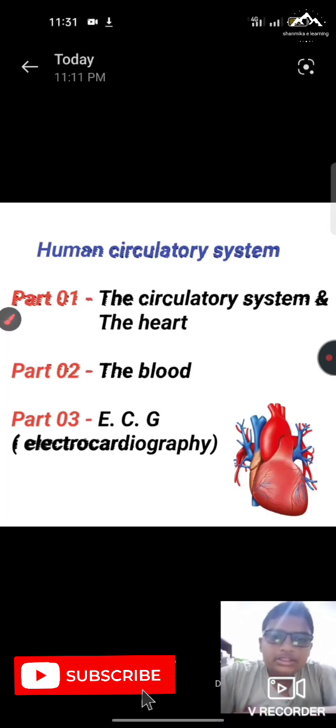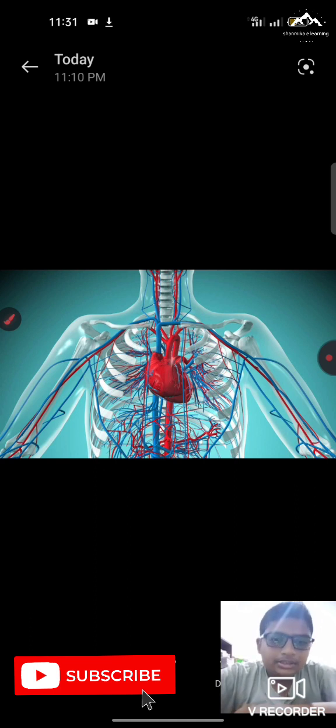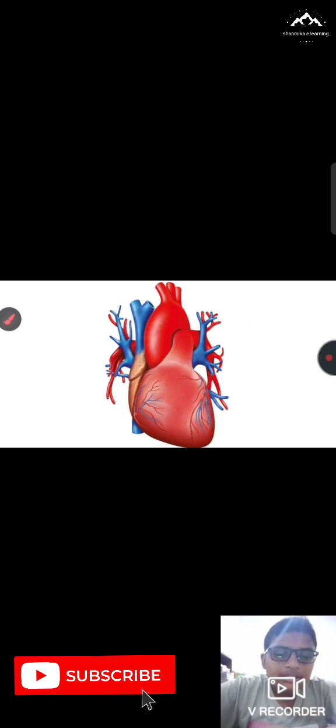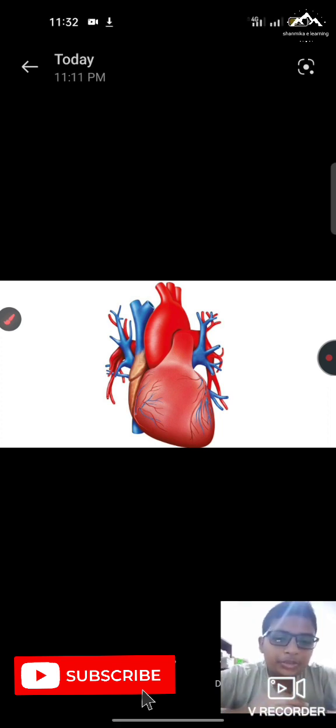Our circulatory system is a very important system in our body, and its main process is transporting blood all over the body. The main organ of this circulatory system is the heart. You can see this heart, because the heart pumps the blood and supports the blood to go through narrow tubes called blood vessels all over the body. That's why this is known as the main organ of the circulatory system.